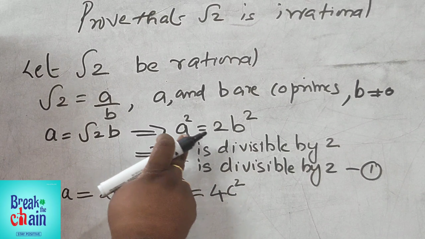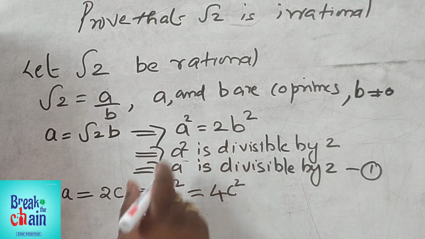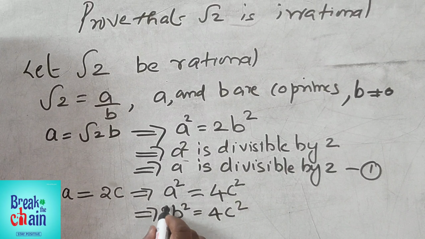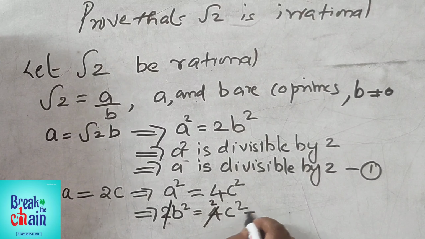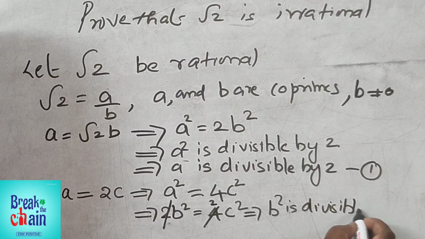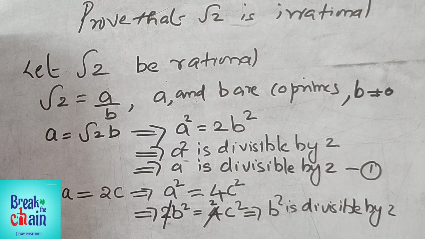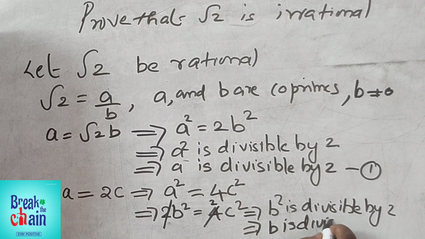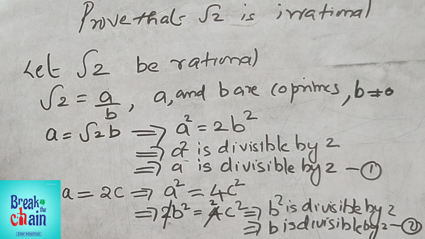Just before, we have proved that a square equals 2b square. So 2b square equals 4c square. From here 2 and 4 cancel by 2. That means that b square is divisible by 2. If b square is divisible by 2, b is divisible by 2. Equation number 2. So in equation number 1 we got a is divisible by 2, and in equation number 2 we got b is divisible by 2.